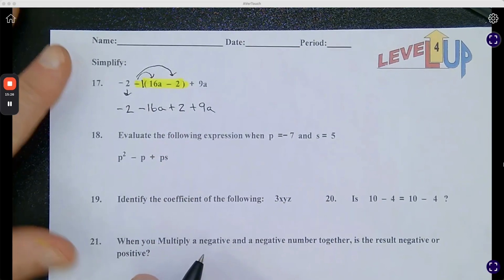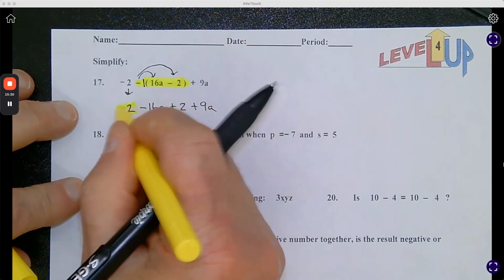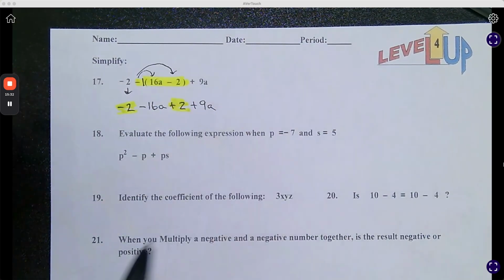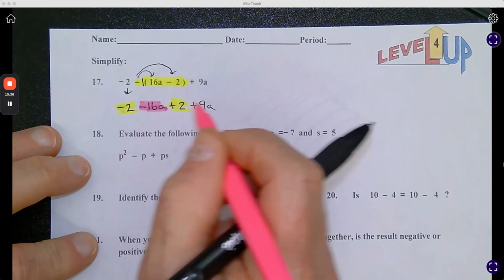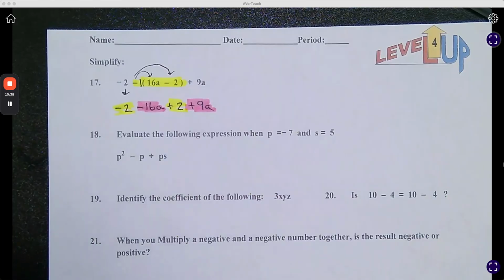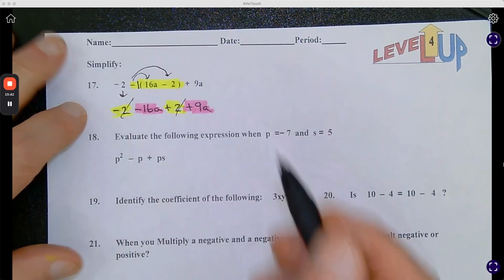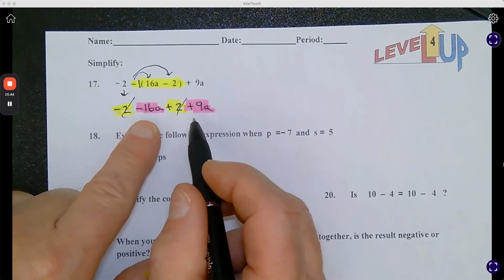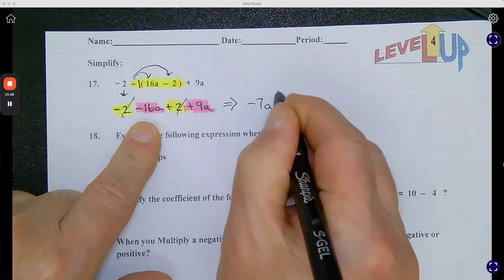Just like that. Okay, let's look for our like terms. There's some constant and some constant, and there's some variable term and variable term. -2 plus 2 is 0. They cancel out. -16 plus 9 is -7a.